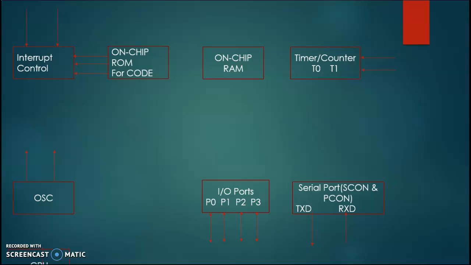Next major component is CPU, that is the central processing unit. It is the heart of the microcontroller which looks after the entire operation of the 8051 microcontroller. All the direction and execution of commands in microcontroller is controlled by the central processing unit.